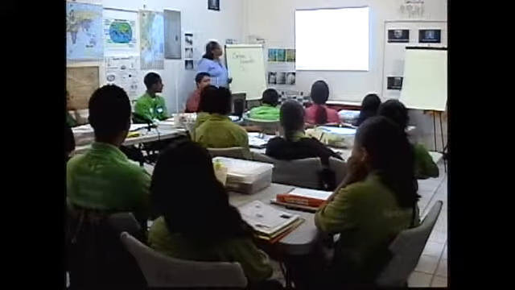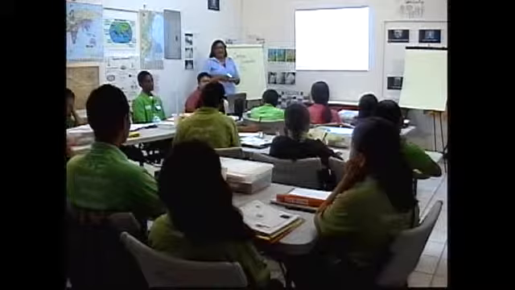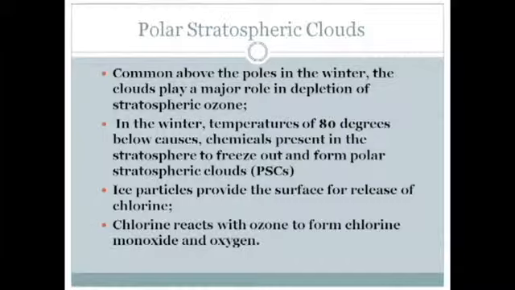Now let's go to what is said about the polar stratospheric clouds. Earlier we viewed them in the picture. It says common above the poles. Remember when we talked about the altitude and the surface, we said that the stratosphere around the pole area, what is the altitude? 8 kilometer. So, common above the poles in the winter, the clouds play a major role in depletion of stratospheric ozone. So it's the same polar clouds that have to do with the damaging and the depletion of the stratospheric ozone.